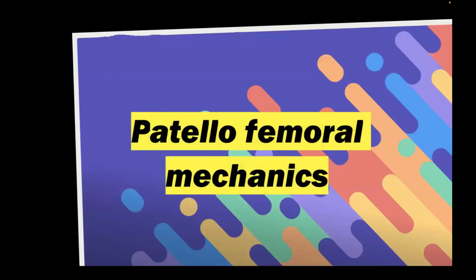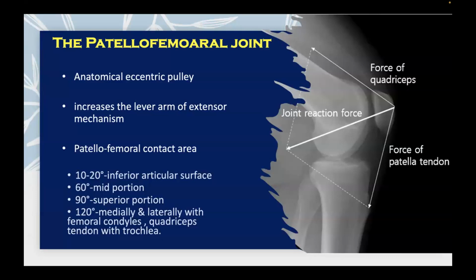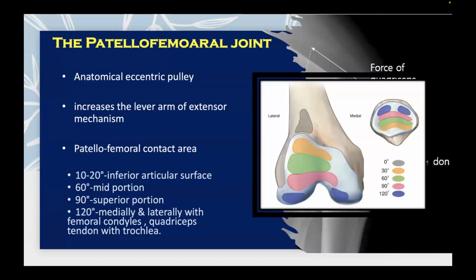So, patellofemoral mechanics. The patella is an anatomical eccentric pulley. It increases the lever arm of the extensor mechanism. The patellofemoral contact area changes with flexion. At 10 to 20 degrees, it is the inferior articular surface of the patella which is articulating. At 60 degrees, it is the mid portion. At 90 degrees, the superior most portion of the patella articulates. And in deeper flexion, the more superior most portion articulates with the femoral condyles.